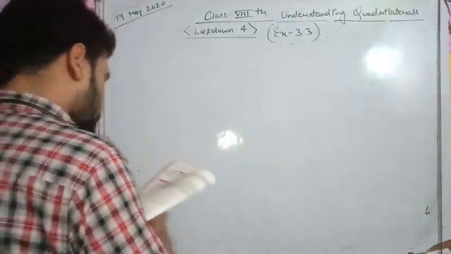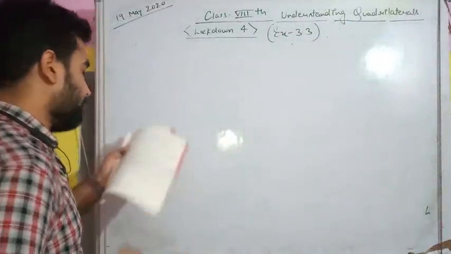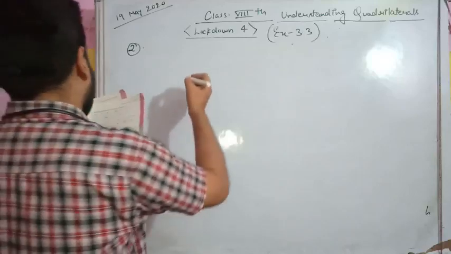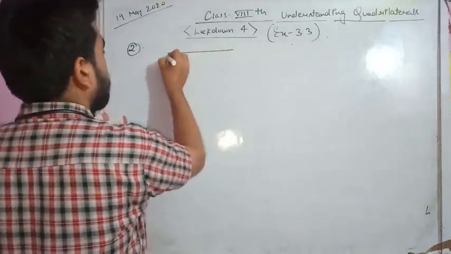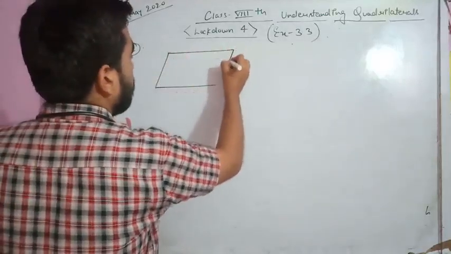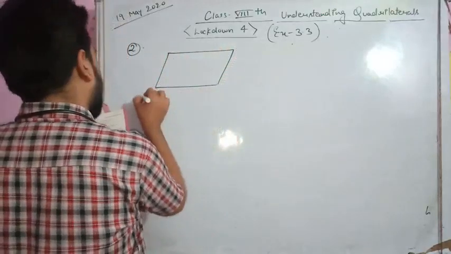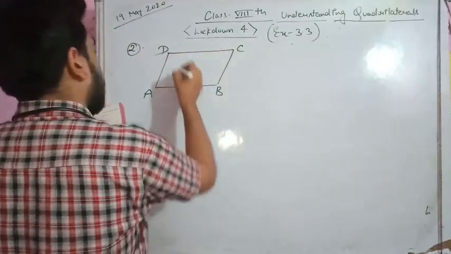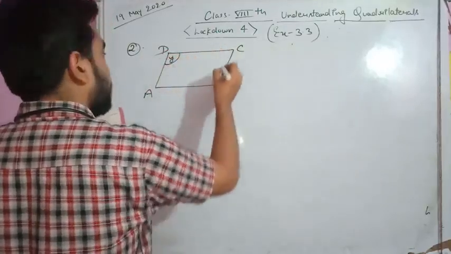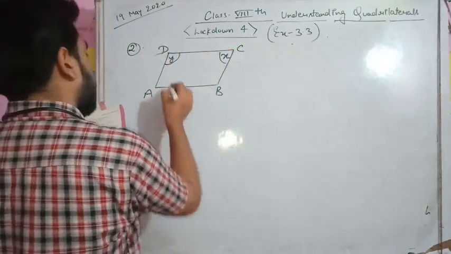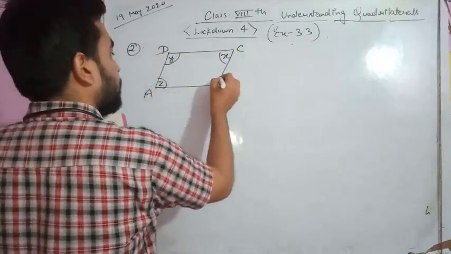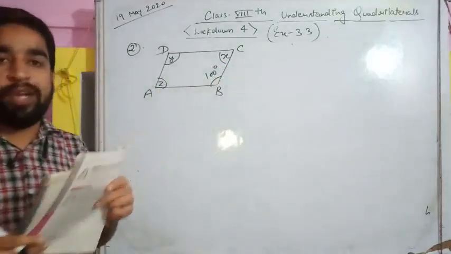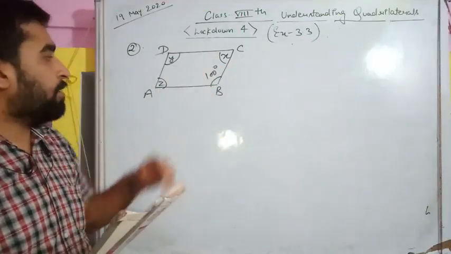So students, let us do question number second. Question number second, consider the following parallelograms. Find parallelogram ABCD. This angle is given to us Y, this angle is given to us X, this angle is Z, this angle is 100 degree. Which angle are they asking? We have to evaluate the value of X in this figure.